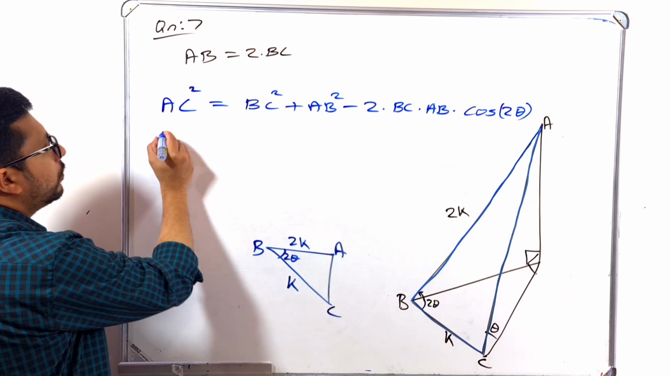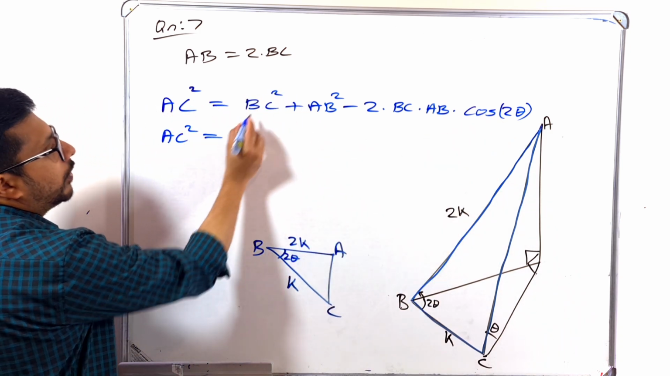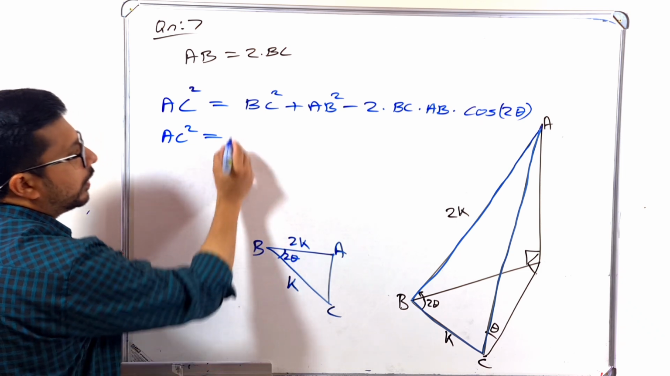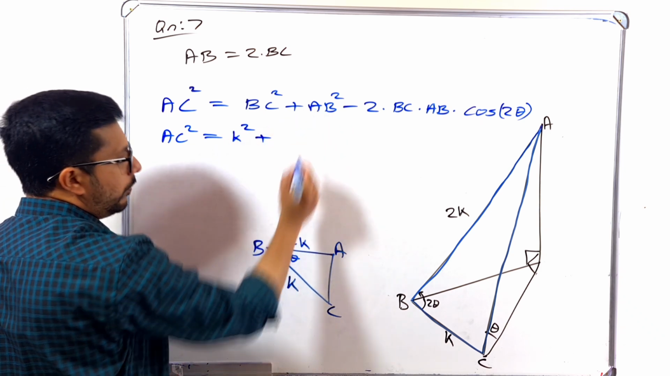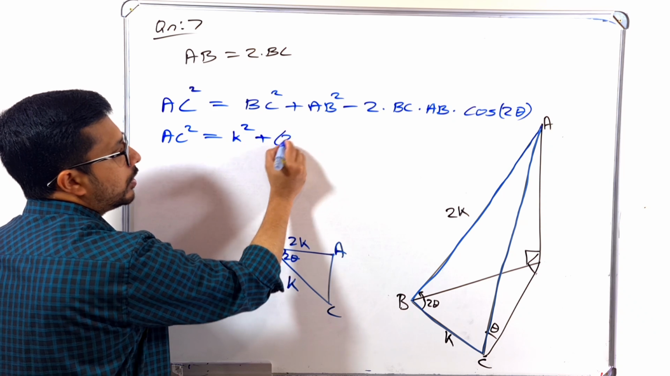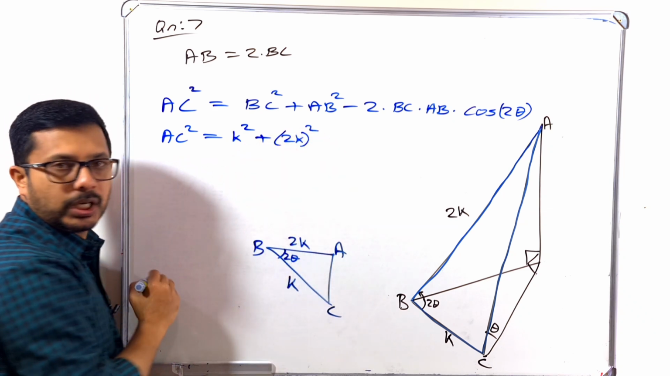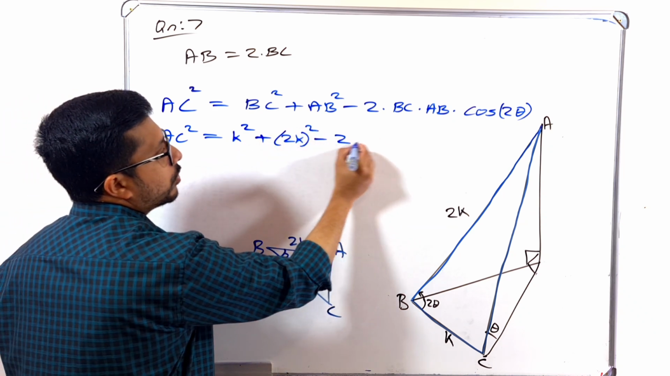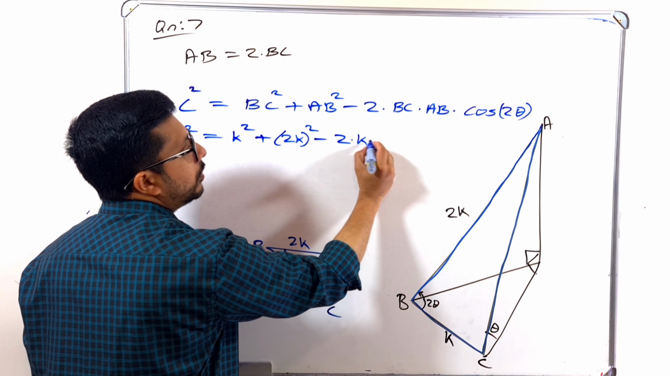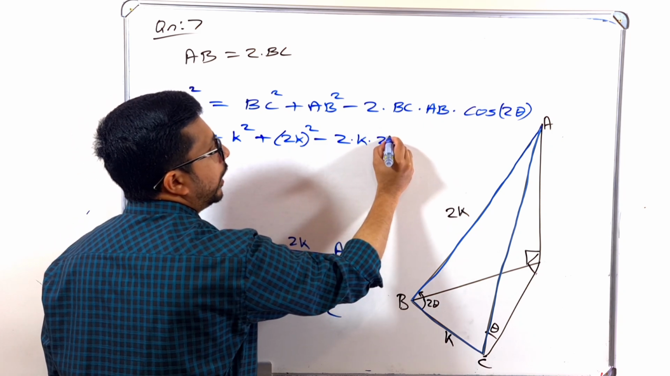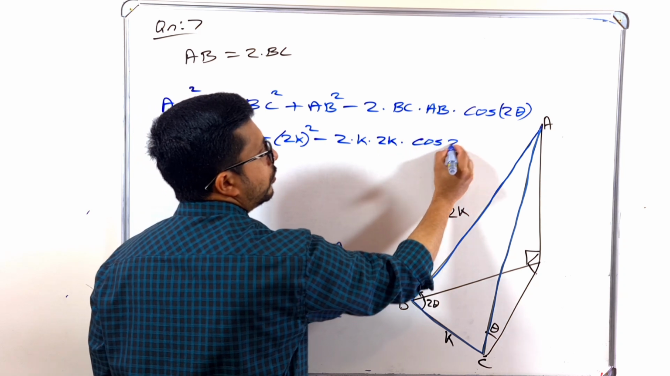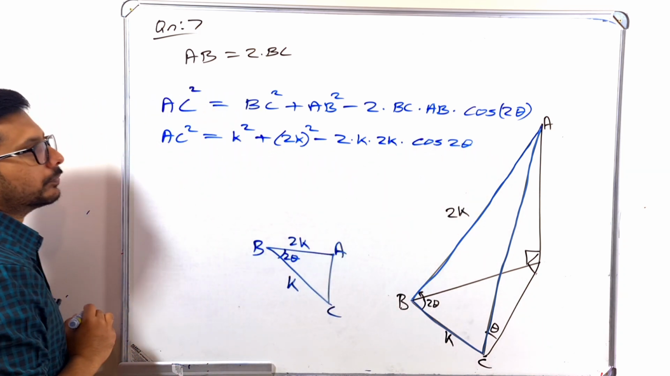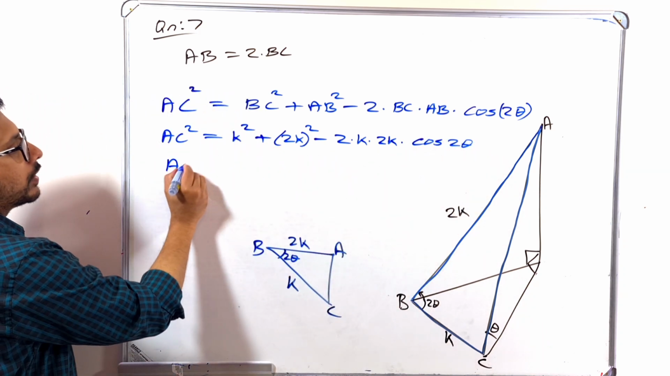Okay, now AC square is equal to, what is BC? It is K. So it is BC square, K square, plus AB square. AB is 2K, so it is 2K square, minus 2 into K into 2K into cos of 2 theta. So now what is the next step?